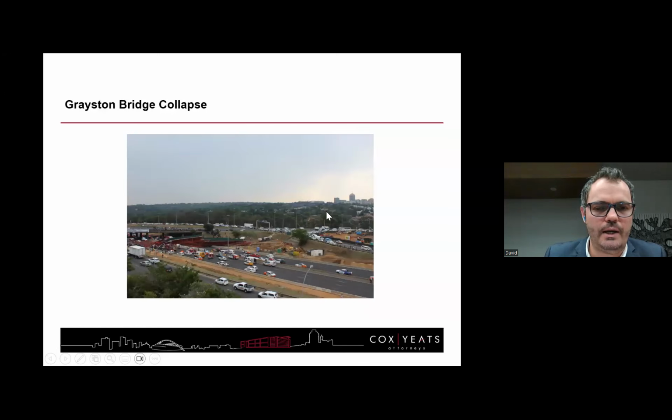Grayston Drive is another one. Here you can see the temporary works that failed over the N1.